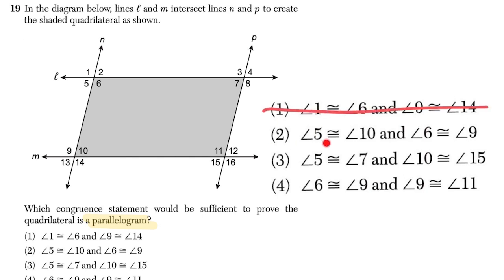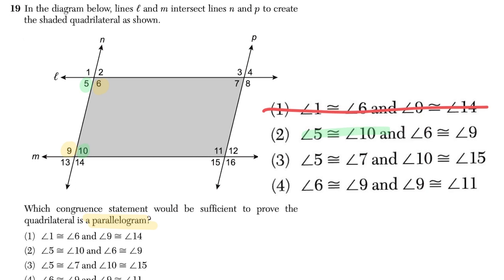Let's take a look at option 2. It says angle 5 and 10, so let's mark this up to reflect that. So angle 5 and 10. And then it says angle 6 and 9. So we've got 6 right here, and then we've got 9 right here.